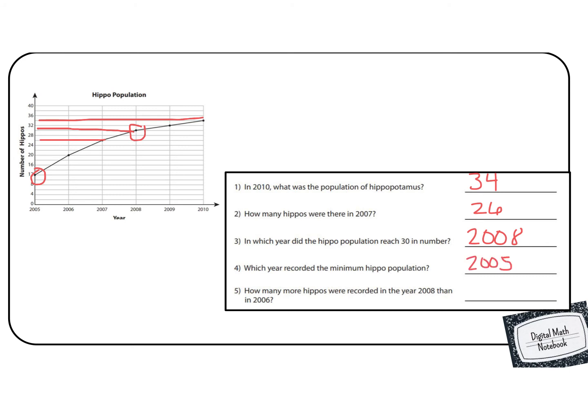And how many more hippos were recorded in 2008 than in 2006? So in 2008, we circled that point, there were 30 hippos. And in 2006, that looks like it was 20 hippos right here. And so the difference, how many more, is 10. There were 10 more hippos in the population. Great job so far, fifth graders. Let's try another graph.